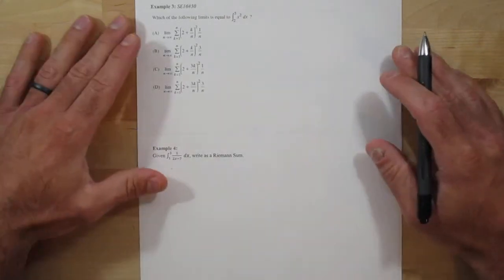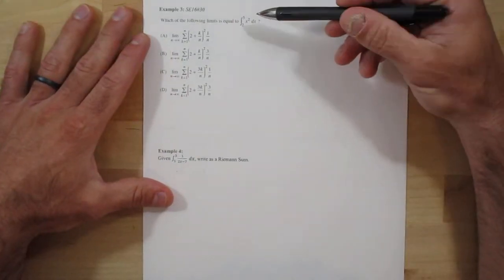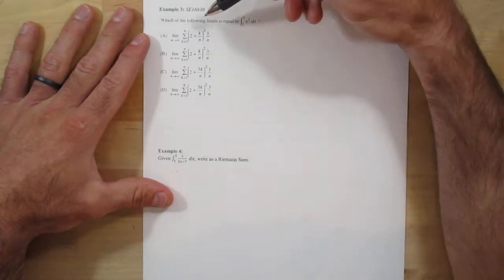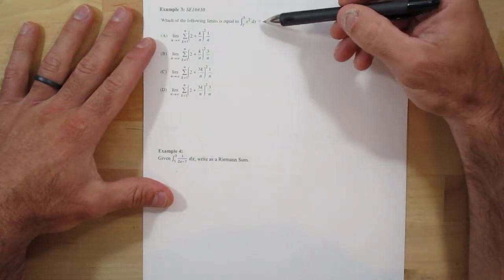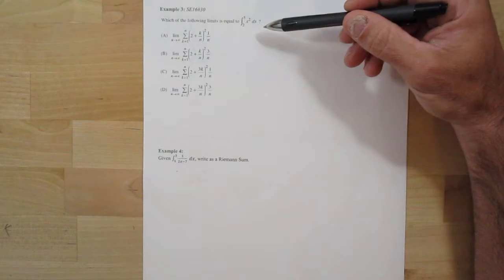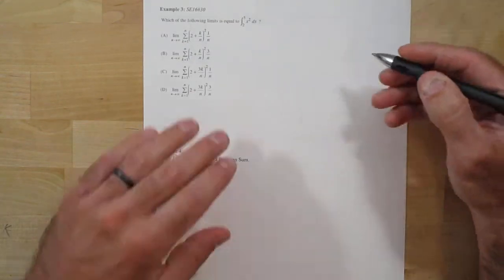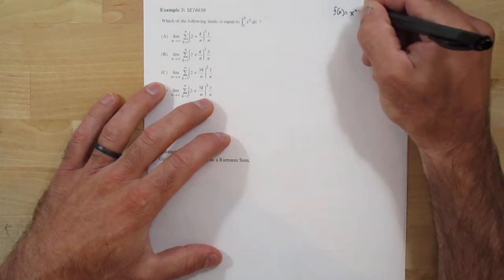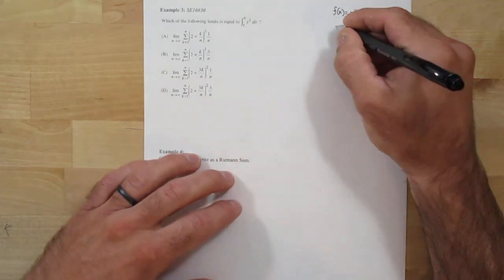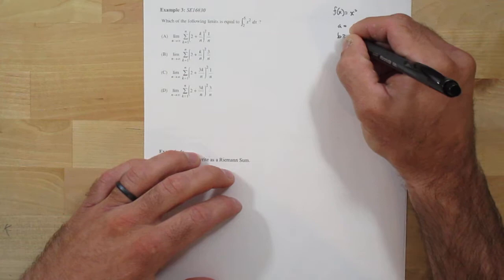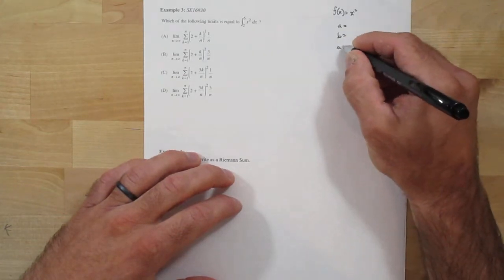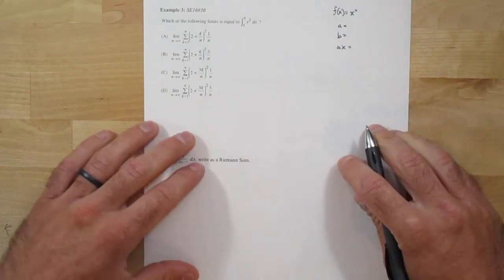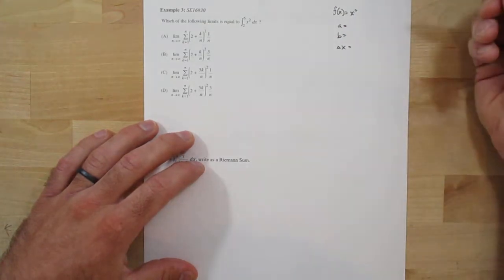All right, taking a look at this first example, example 3, I want to know which of the following limits is equal to the integral of x squared from 2 to 5. First of all, you want to identify what is f of x. Well, f of x is x squared. What is a? What is b? What is delta x? So let's take a look.